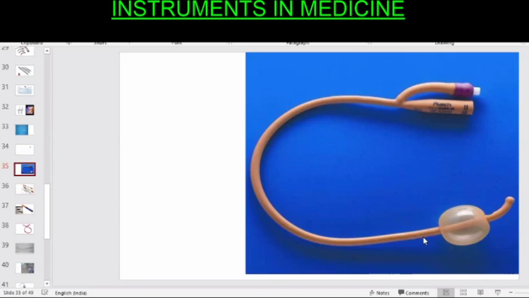In patients having urinary retention because of benign enlargement of the prostate, where the patient has strangury or is not able to pass urine because of prostatic enlargement, the median lobe of the prostate blocks the bladder outlet and the prostatic urethra. In them, you can pass a Foley's catheter.